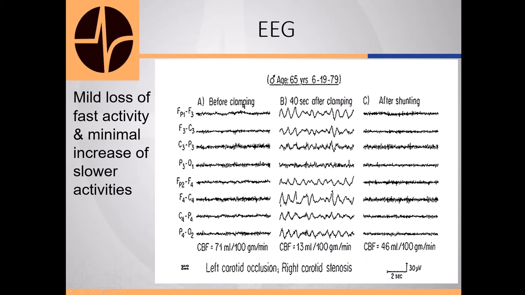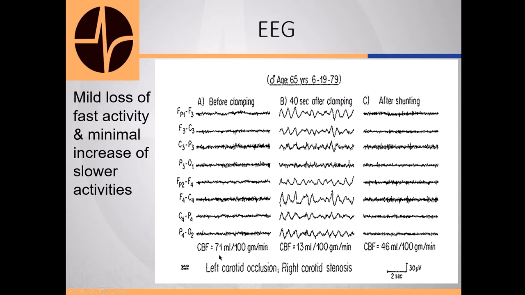So this is way back in 1979. So we've been doing this a long time. So 65-year-old man, left carotid occlusion, right carotid stenosis. So the left's occluded. I'm going to assume they're doing a left carotid. So before clamping. It's not great EEG, but this is his baseline.